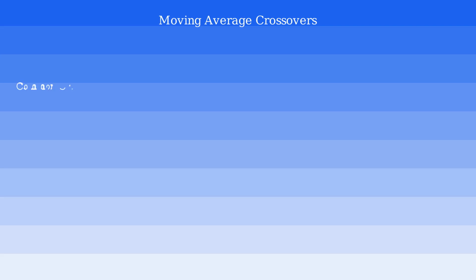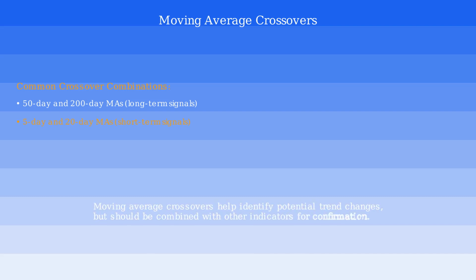Now let's look at common moving average combinations used by traders. The most widely followed combination is the 50-day and 200-day moving averages, which is used to identify long-term trend changes in markets and individual stocks. For short-term traders, the 5-day and 20-day moving averages provide more frequent signals, suitable for capturing shorter market movements. Remember that while moving average crossovers can provide valuable signals, they work best when combined with other technical indicators and proper risk management.